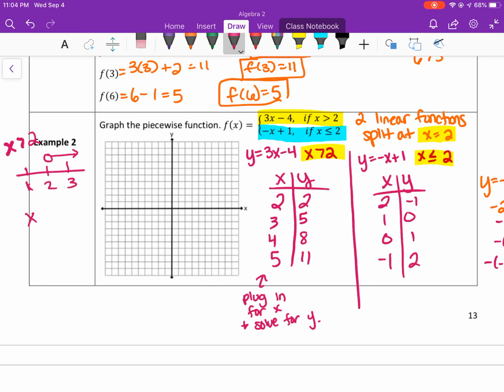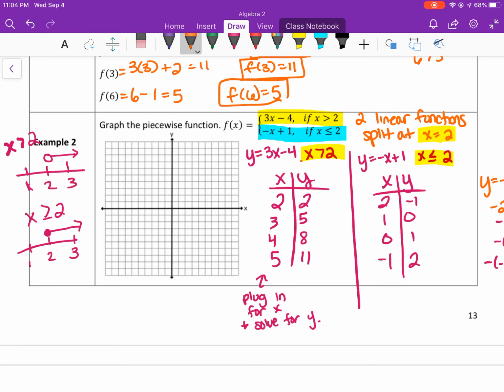If you were to graph x is greater than or equal to 2, you would graph it the same way on 1, 2, 3, but it would be a closed circle at 2 going to the right. So it's the same idea when you're graphing these piecewise functions for your very first point.